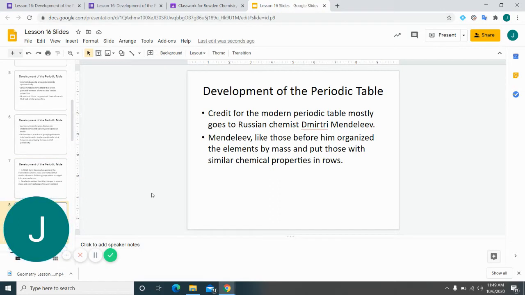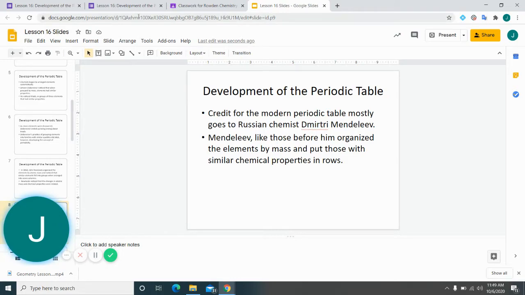Here is the thing that really broke this open and basically paved the path for the periodic table we have today. We have a Russian chemist, Dmitry Mendeleev, and what Mendeleev did is he organized the elements by mass. He put similar chemical properties in rows.